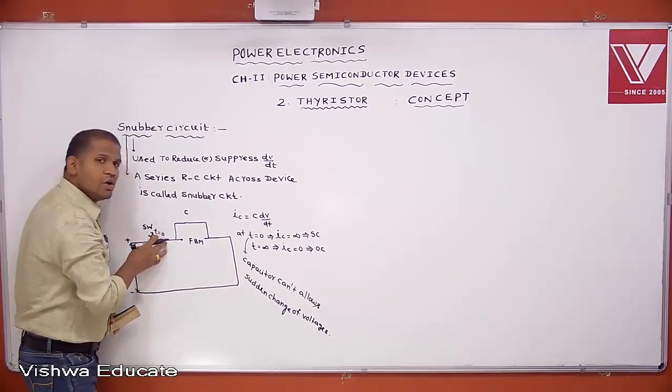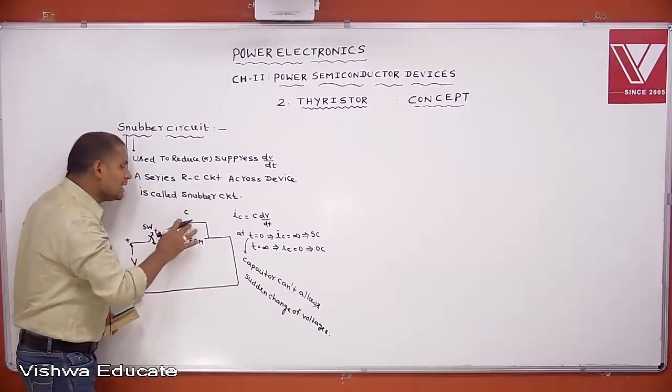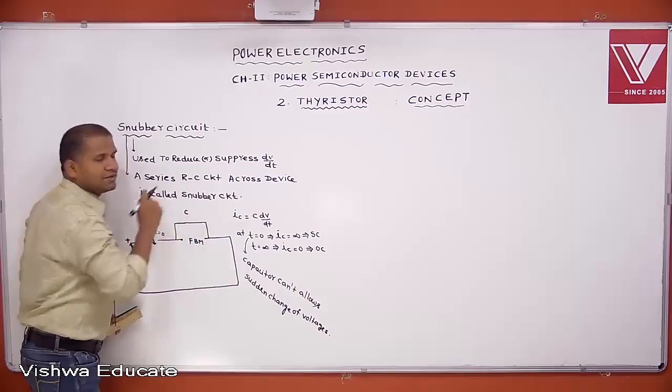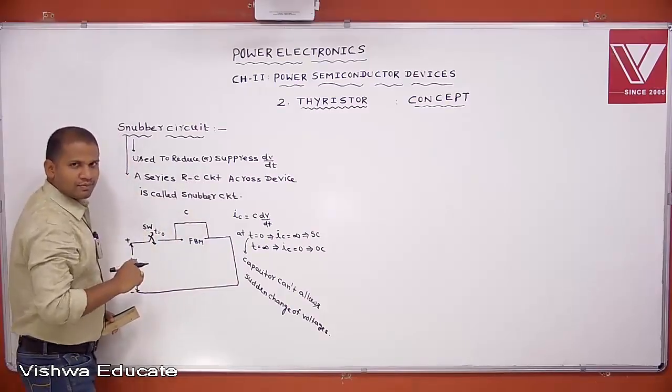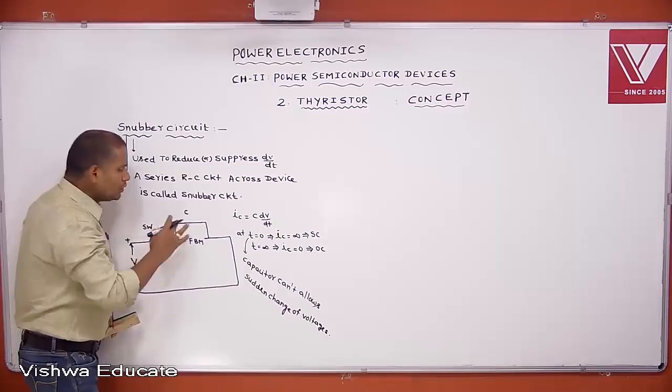That's the reason why, to protect the thyristor from sudden change of voltages, a single capacitor is enough. But what is the need of connecting an RC circuit? That I want to discuss. Initially the capacitor acts as a short circuit.